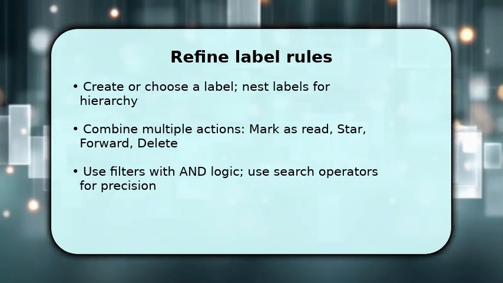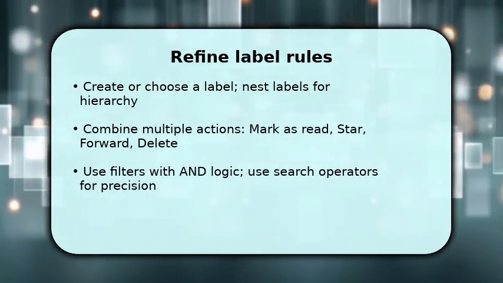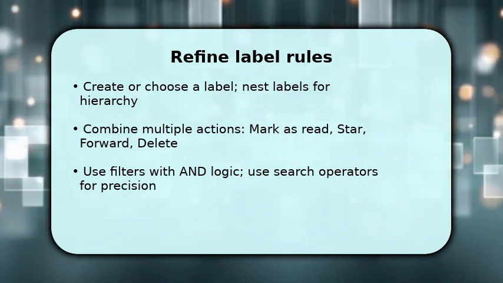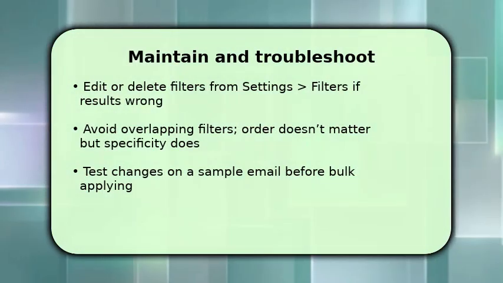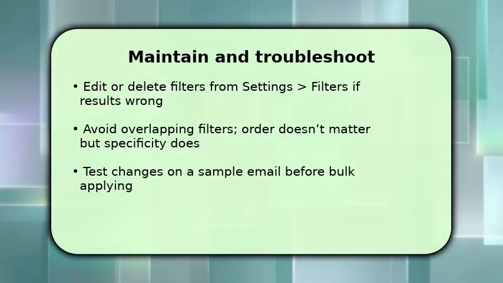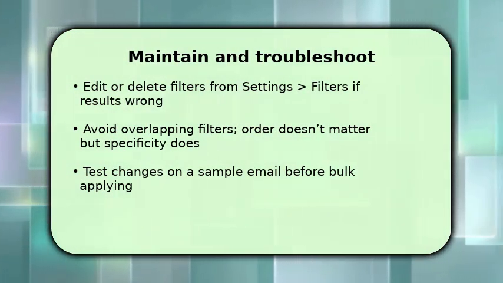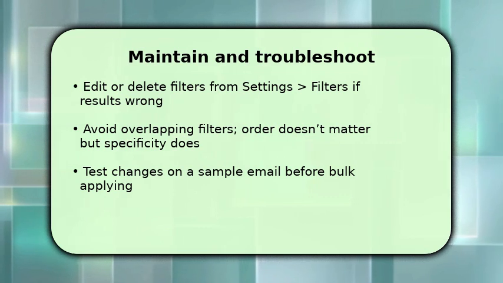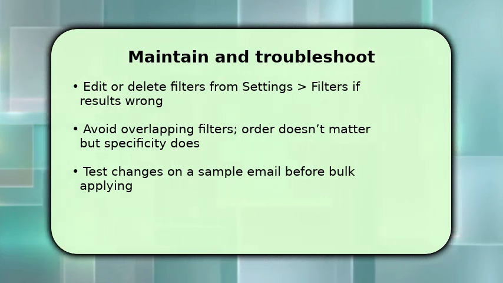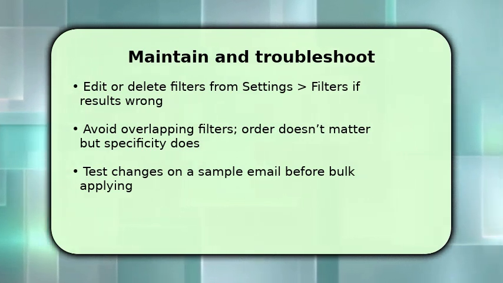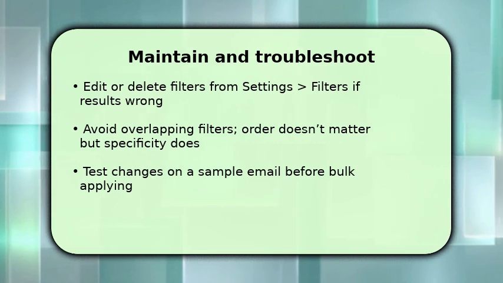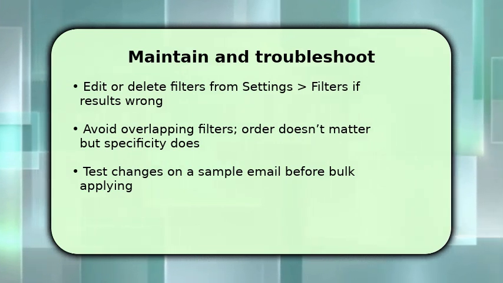Once the filter is saved, validate by running the search query to confirm only intended messages match before applying to existing mail. Finally, maintain your filters. Periodically review settings, filters, and blocked addresses to edit or delete rules that misfire. Make sure filters are specific to avoid overlaps. While order doesn't control execution, overly broad rules can capture messages intended for others.